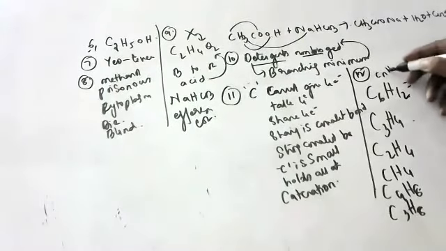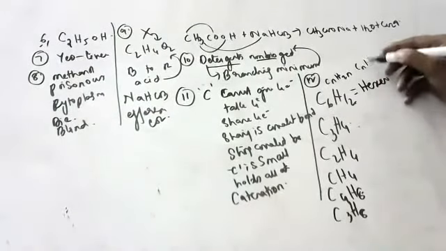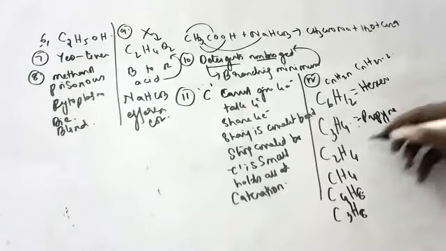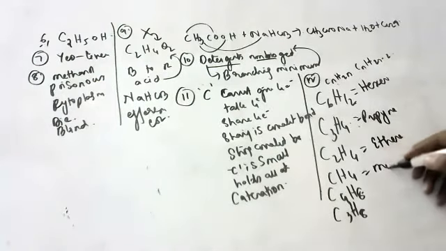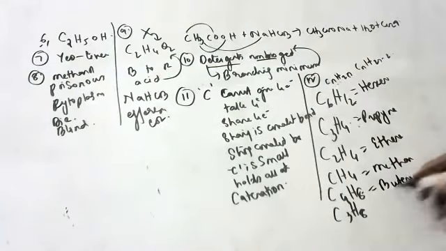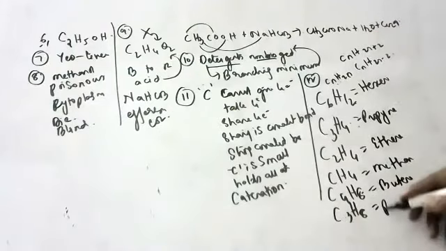C6H12 fits CnH2n, so it is an alkene. Hexene. C3H4 is CnH2n minus 2, so it is an alkyne. Propyne. C2H4, ethene. CH4, methane. C4H8, butene. C3H8, propane, an alkane. Okay, children, you should be in a position to identify whether they belong to alkanes, alkenes or alkynes.